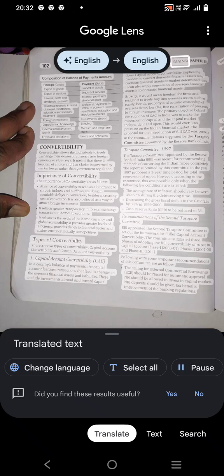General Studies, Mains, Paper I. Flows. Capital account convertibility implies the freedom to convert domestic financial assets into foreign financial assets.